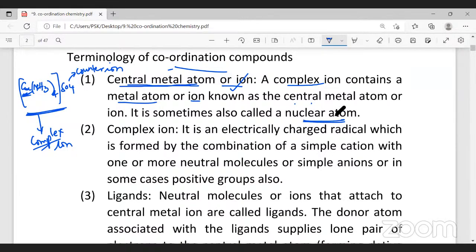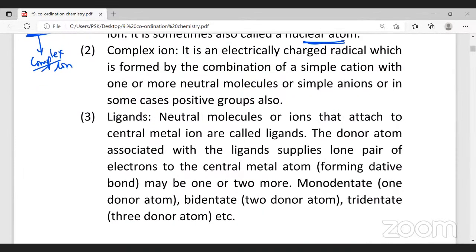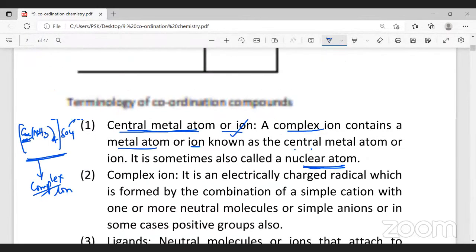And it's sometimes called the nuclear atom, followed by the central metal atom or ion. This part. Yes, sir.